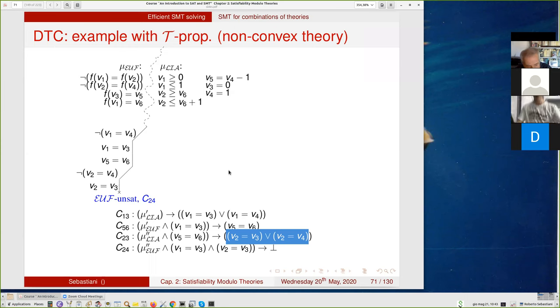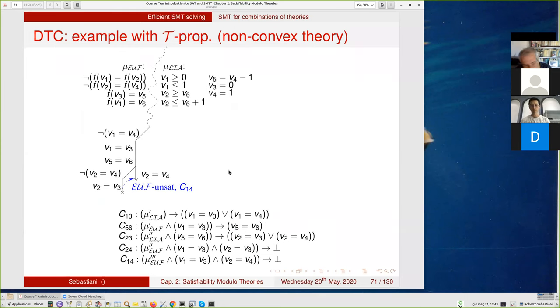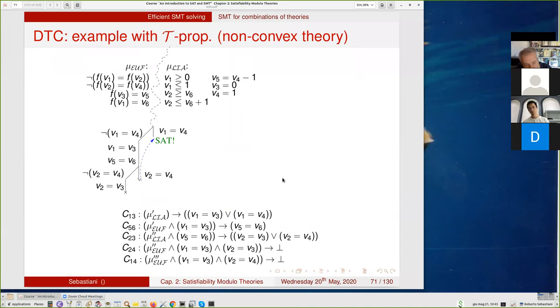This causes inconsistency, as before. So by UF, we deduce V2 equals V4. Notice that these are exactly the same clauses as before, so I don't repeat myself. So you jump, and then you get V1 equals V3. So these slides show you that if your theory solver has the same deduction capabilities as Nelson Oppen, then the technique can mimic Nelson Oppen. So it cannot be worse than Nelson Oppen.